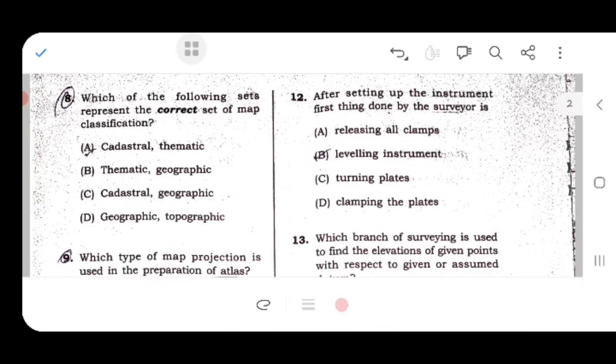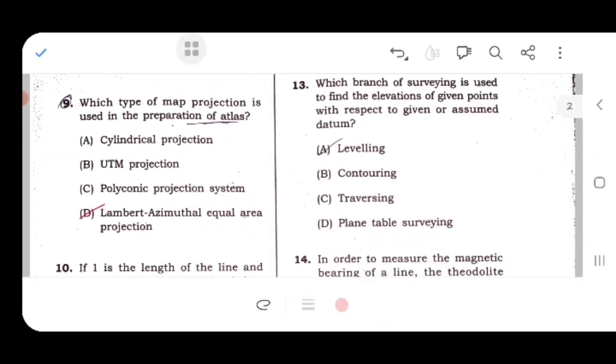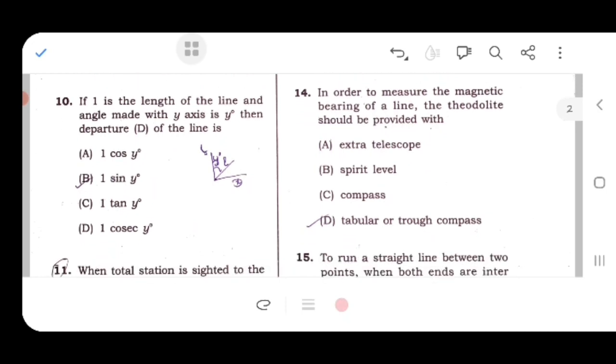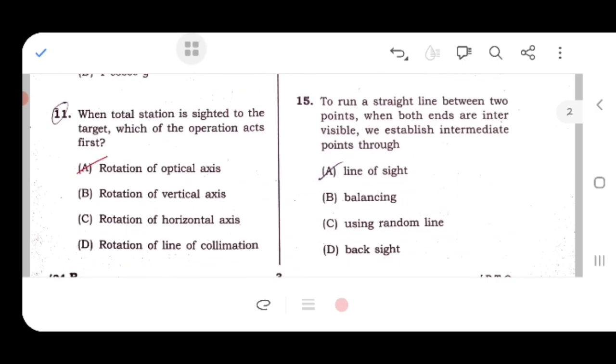Next, after setting up the instrument, the first thing done by the surveyor is leveling the instrument. Then, which branch of surveying is used to find elevation of a given point with respect to a given or assumed datum? That is leveling. In order to measure the magnetic bearing of a line, the theodolite should be provided with a tubular or trough compass. Then, to run a straight line between 2 points when both ends are intervisible, we establish intermediate points through line of sight.